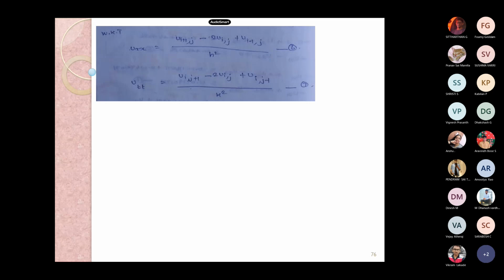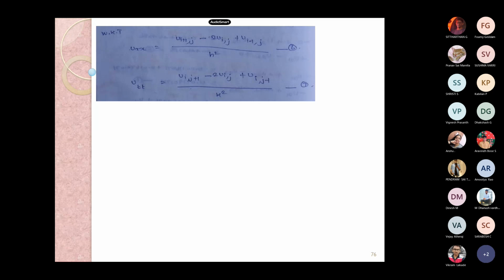Continuing with this wave equation, we have u_xx and u_tt. When comparing hyperbolic with elliptic, the elliptic has u_xx and u_yy. Instead of y, the axis y is taken as t in the case of hyperbolic, and the rest of the things are similar to parabolic. Here u_xx is equal to (u_i+1,j minus 2u_i,j plus u_i-1,j) divided by h square. Similarly, there is a transition in the j axis, where j plus 1 changes with k square for u_tt.